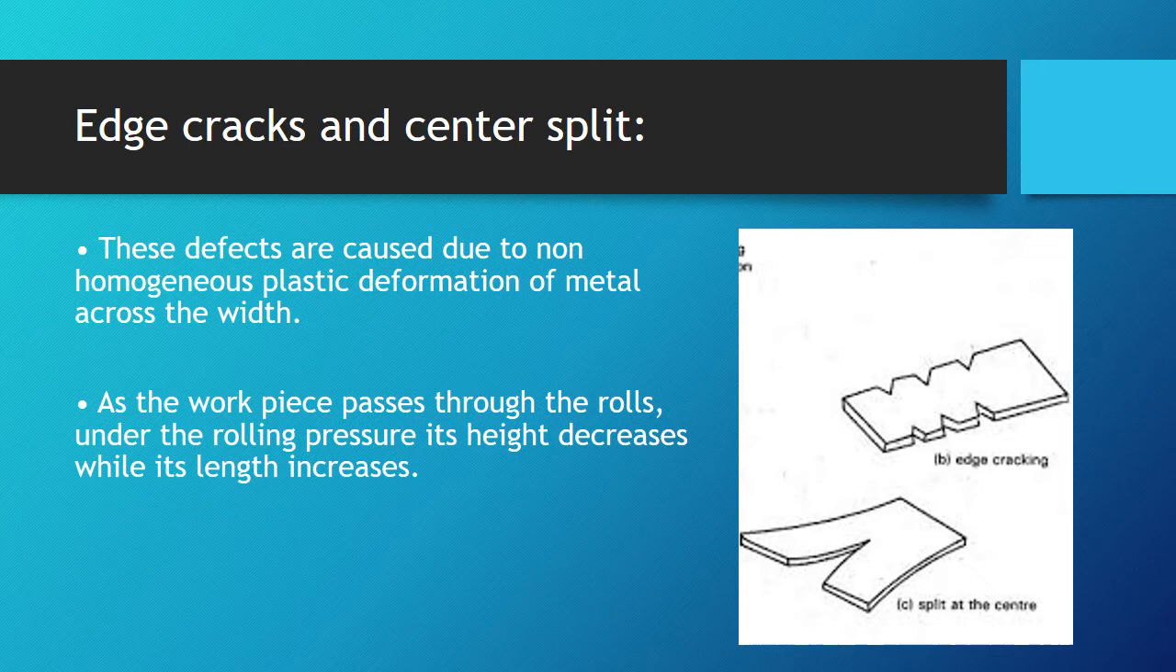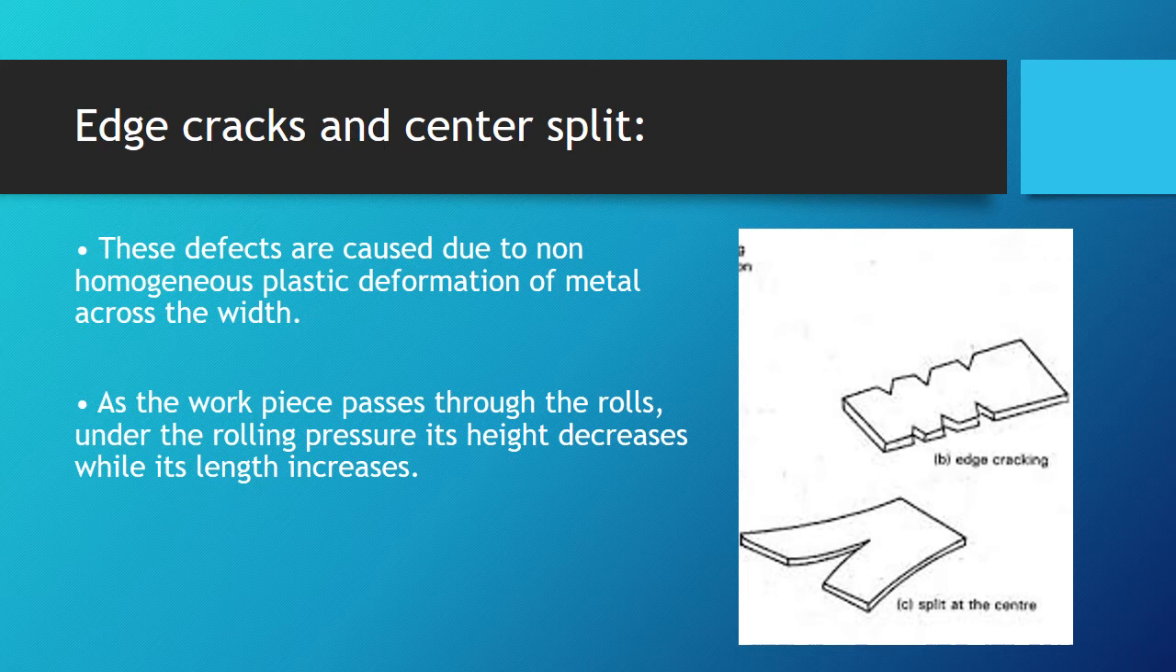The next category of defects is edge cracks and center splits. These kinds of defects are caused due to the non-homogeneous plastic deformation of metal across the width. The deformation of the material is not constant. At some places the deformation will be more, at some places less, and this non-homogeneous deformation will cause the material to crack. The place where more deformation is there will elongate more, the place where less deformation is there will elongate less, and hence the continuity of the material will get distorted.